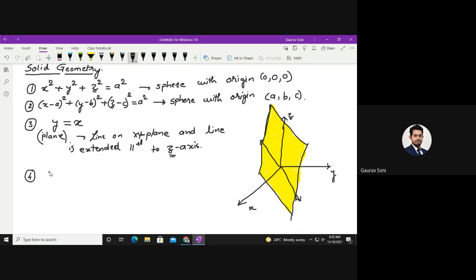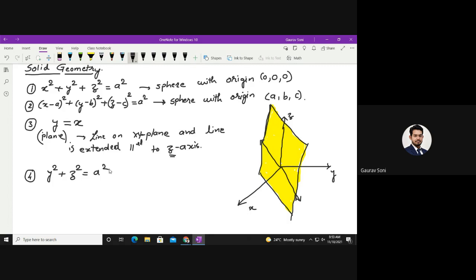Now, for better understanding, y square plus z square is equal to x square. Say, let's not make x square. It will become a bit complicated at this stage. Let's make it a square. What will this be? Sphere of radius A anywhere on the x-axis?